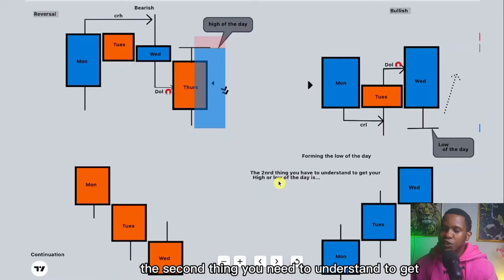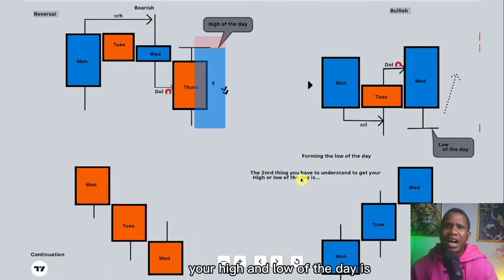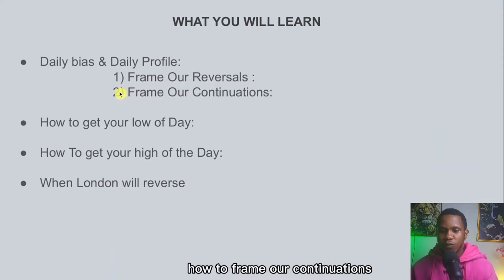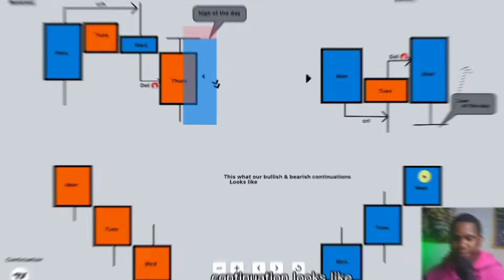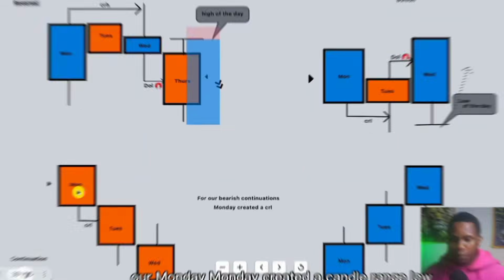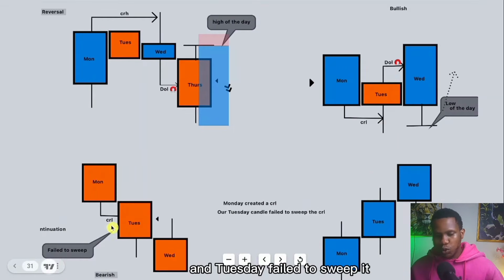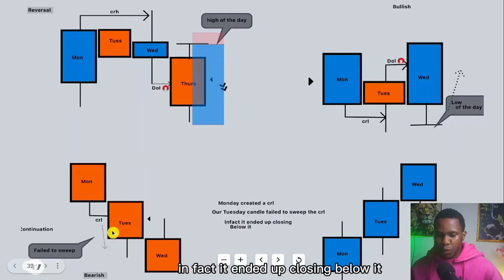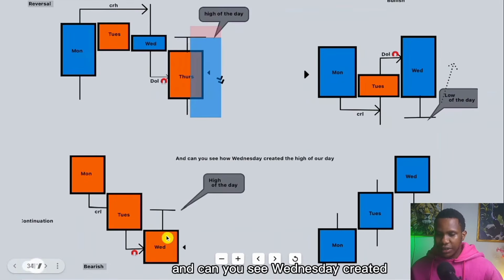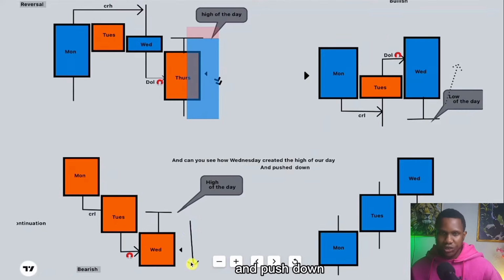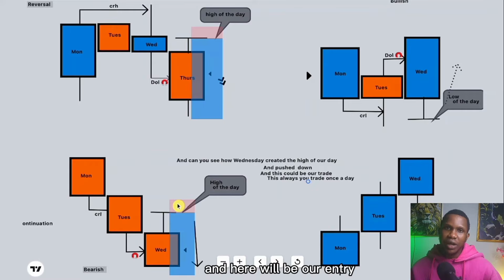The second thing you need to understand to get your high and low of the day is how to frame our continuations. This is what our bearish and bullish continuation looks like. For our bearish continuation here, Monday created a candle range low and Tuesday failed to sweep it. In fact, it ended up closing below it. Our bias is therefore a bearish one. And can you see Wednesday created the high of the day for us and pushed down? And here will be our entry.